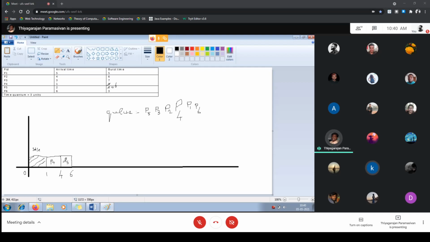So what is the next job in the queue? P3. So now we will allocate P3. What is the burst time for P3? It is 7. So we will allocate 3 seconds, and the time will be 9.